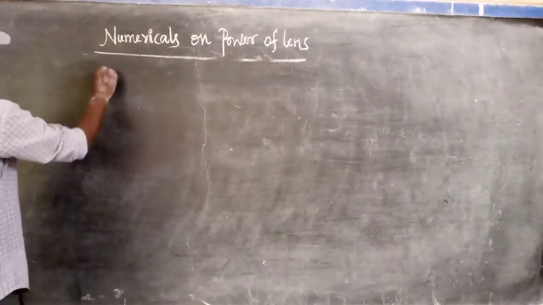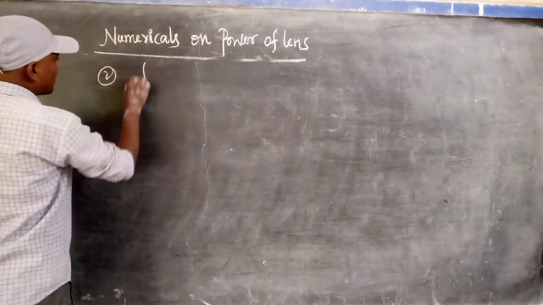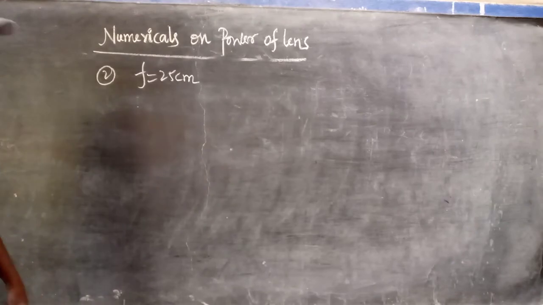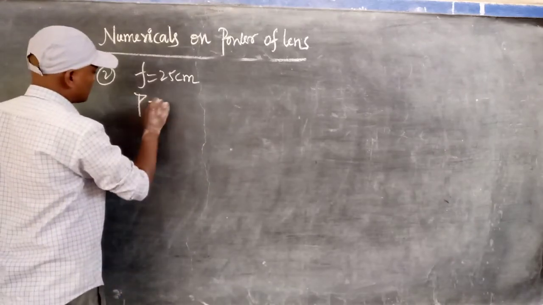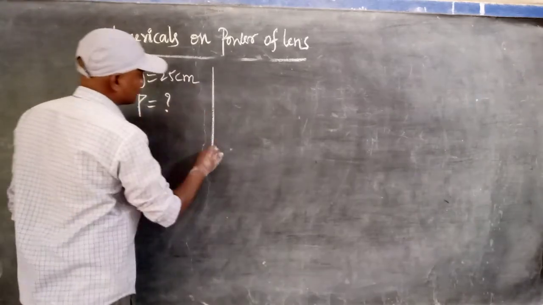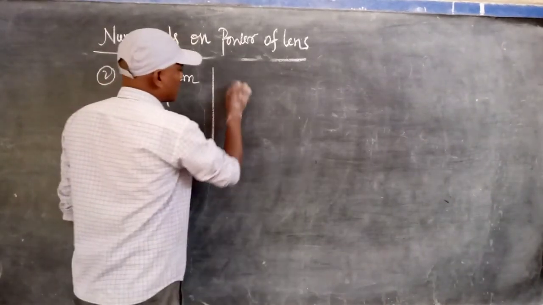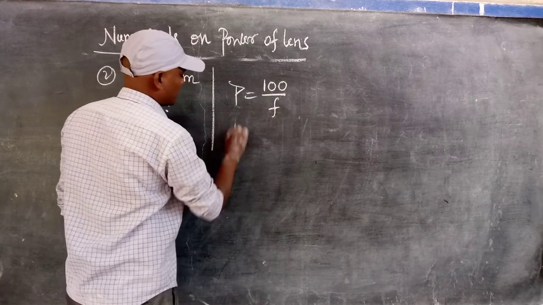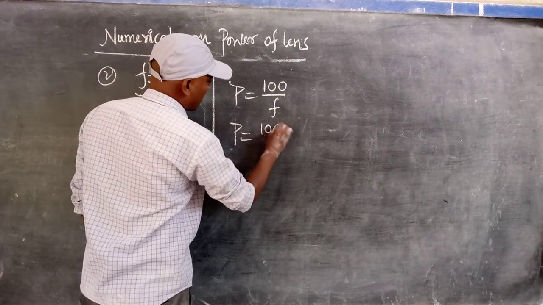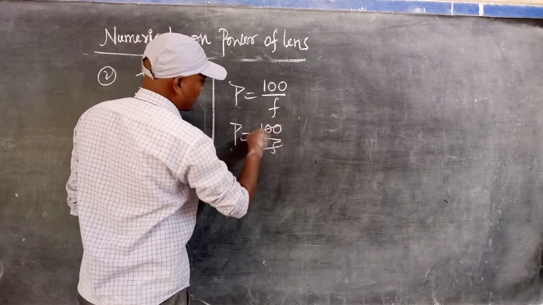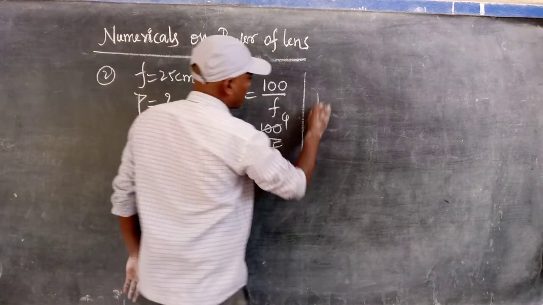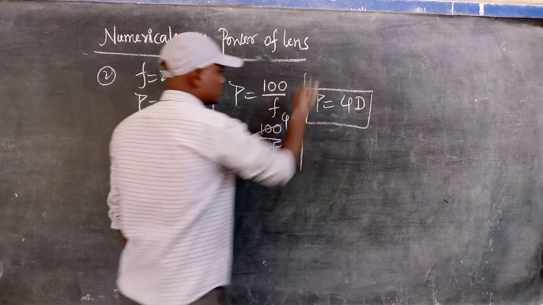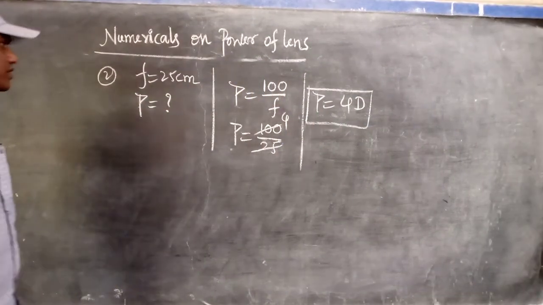Next, the second one. The focal length of the lens is 25 centimeters. Find the power of lens. So this is the power. Direct formula: P equals 100 upon F. Then P equals 100 upon 25. P is equal to 4, and the unit is D. That's why we consider 4D.